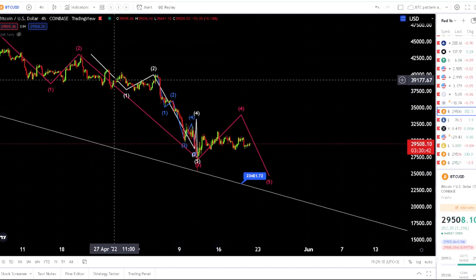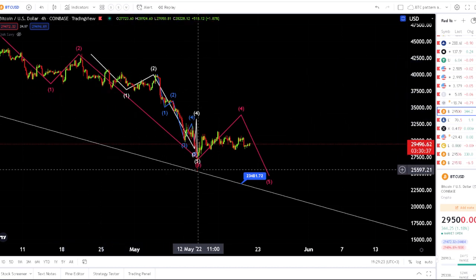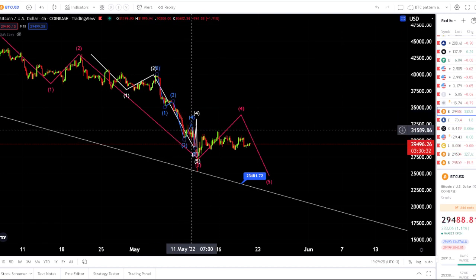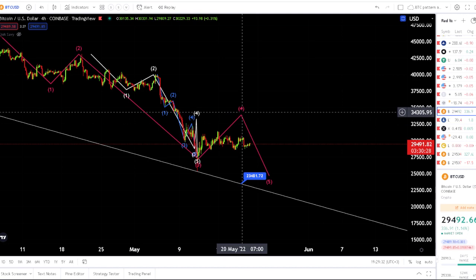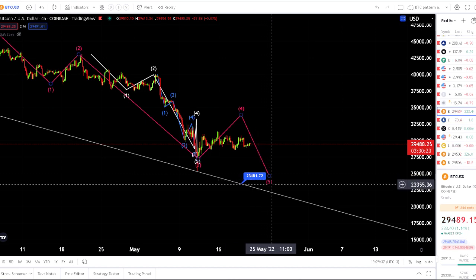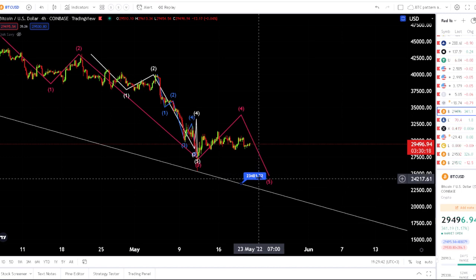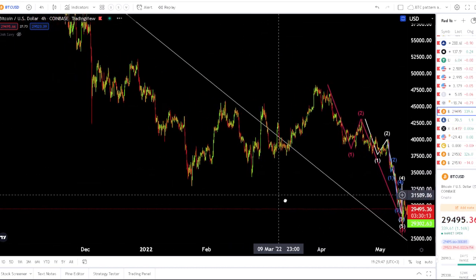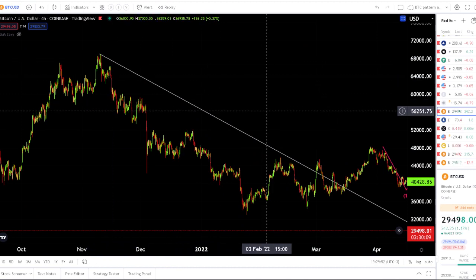In the micro, in the small account, we completed the third wave. It was a 1, 2, 3, 4, and 5. Now we're in the fourth wave. So that's for my Elliott wave count. And I believe we have a fifth wave down, probably down to the 20k region, 22k. I had a target over here of 23,481.72. That comes from a trend line that I drew from the top, the peak at 69k.